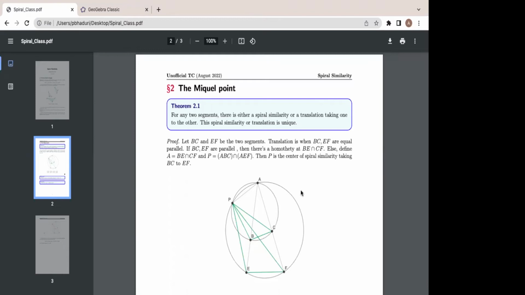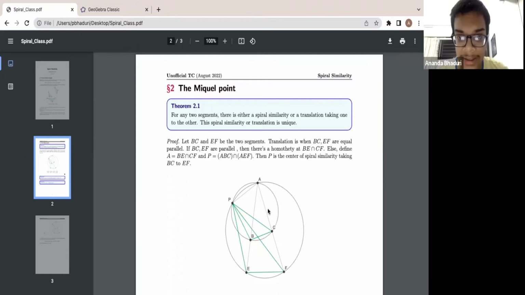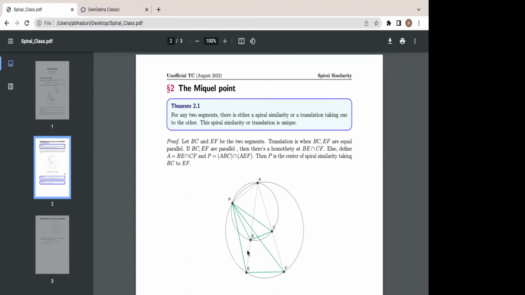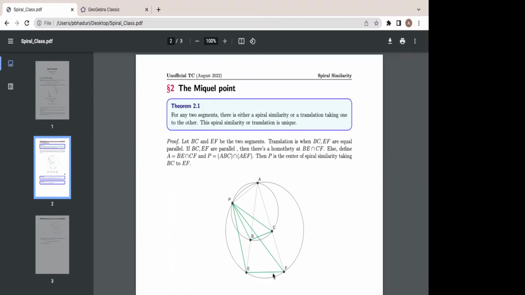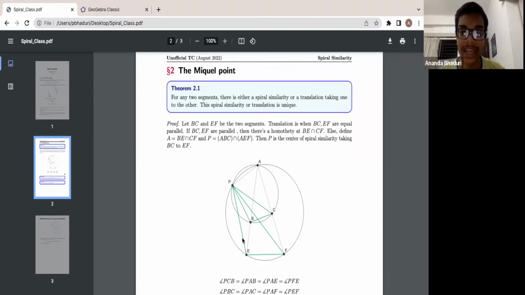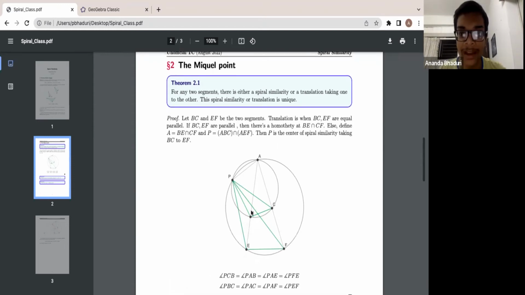Angle PBC will be equal to angle PEF. So that will give that the triangles are directly similar. So the triangles PBC and PEF are directly similar, and that gives us the ratio condition we want: PB by PE is PC by PF. Alternatively, we could have proved that PBE is directly similar to PCF. So that's the second thing we have.